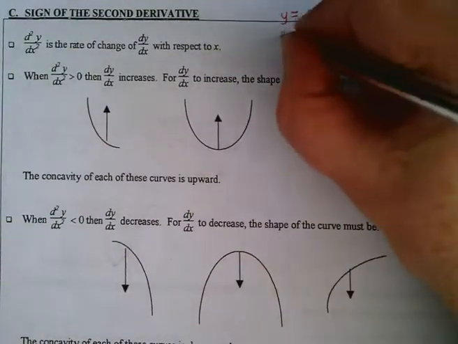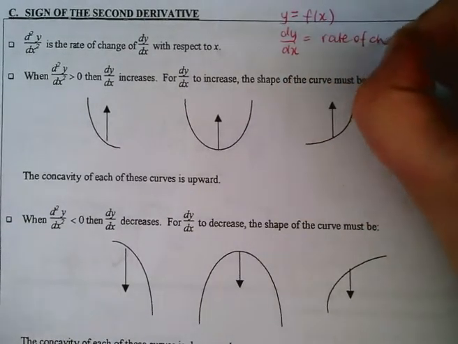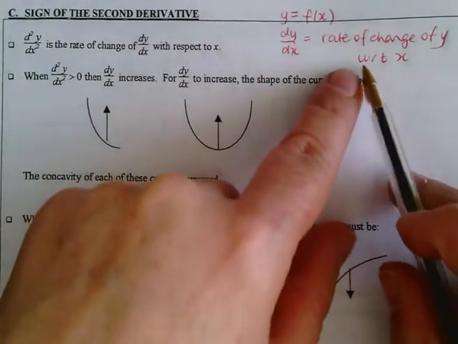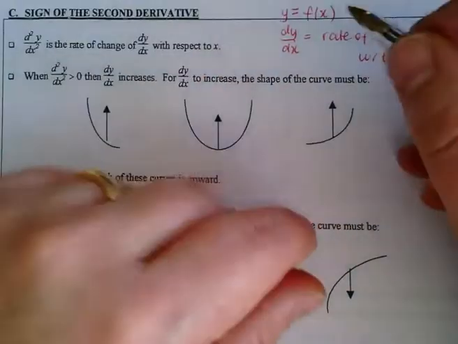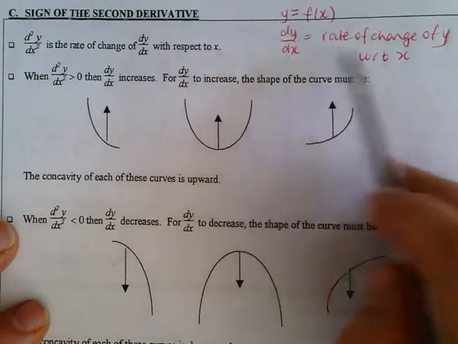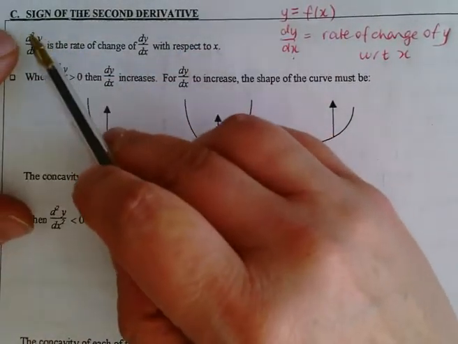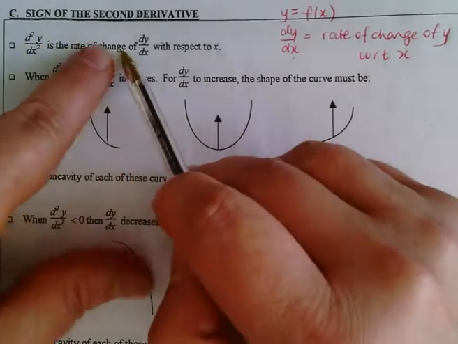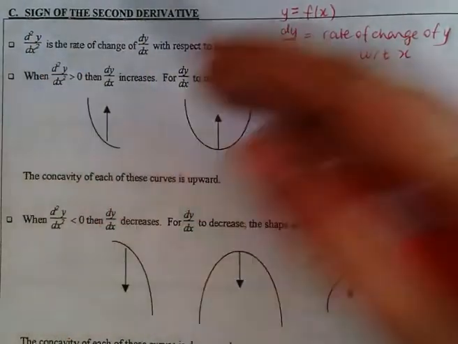When you do dy/dx, that's the rate of change of y with respect to x. Now, if I write WRT, it's with respect to x. So if I've got y as some function of x, it could be x cubed minus 2x squared plus 3x minus 5, right? dy/dx is the rate of change of y with respect to x. Now, if we look at d squared y by dx squared, it's the rate of change of dy/dx with respect to x. That's what the second derivative is.